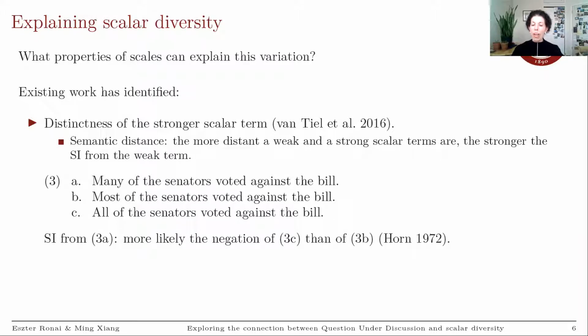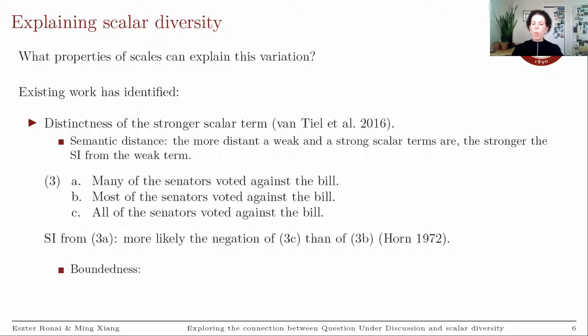The SI that is more likely to be derived will be the negation of 3C. So you are more likely to derive the inference, not all of the senators voted against the bill, than to derive the SI from the intermediate scalar term most. And that's because many and all are more distant than many and most.